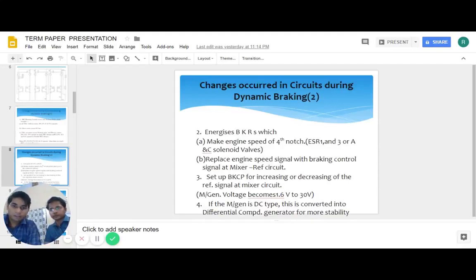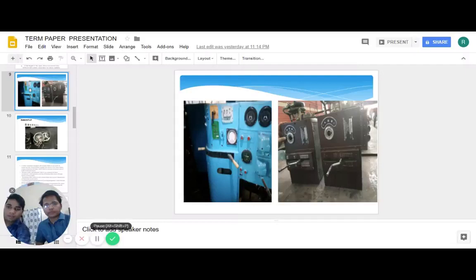It energizes the BKR, which makes engine speed at 4 notch. It replaces the engine speed signal with the braking control signal at the mixer. BKCP is set up for increasing or decreasing the signal at the mixer circuit. If the generator is DC type, it is converted into a differential compound generator for more stability.